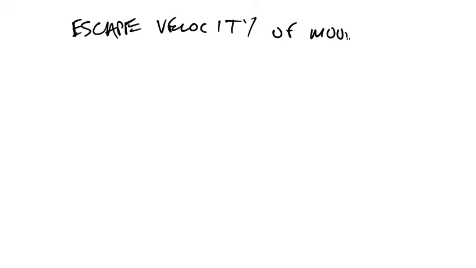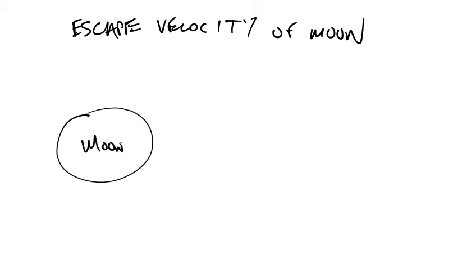Okay. In this problem, we're going to be calculating the escape velocity of the moon. So, in other words, when you're on the moon, how fast do you have to shoot something away from the moon such that it never comes back? Okay? How do we do that?